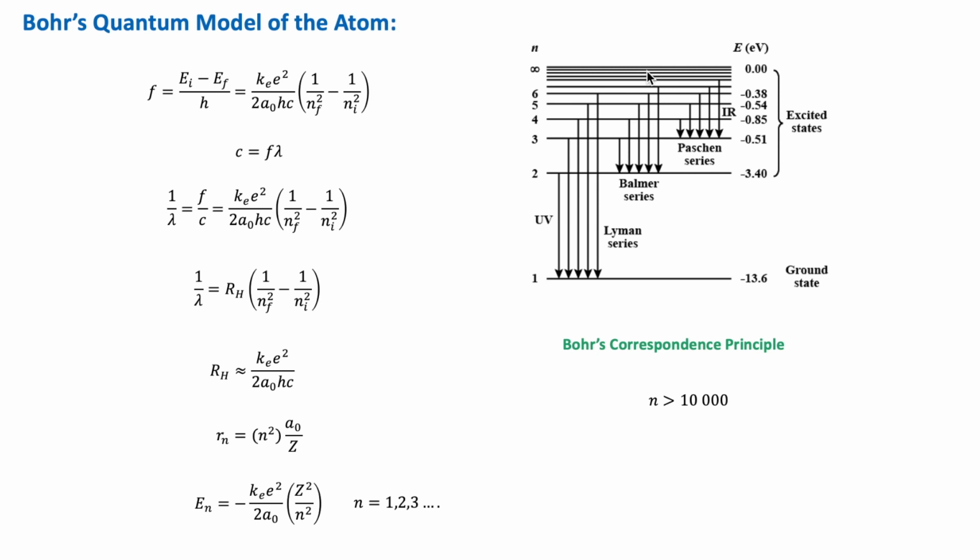And according to this classical model, the frequency of the light emitted by the atom is equal to the frequency of revolution of the electron in its orbit about the nucleus, okay? And for n greater than 10,000, this predicted frequency of classical physics differs from that predicted by quantum theory by less than 0.015%.